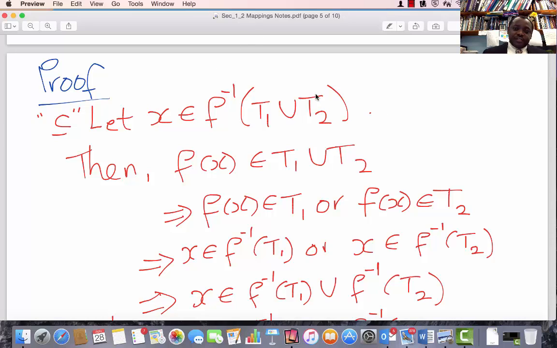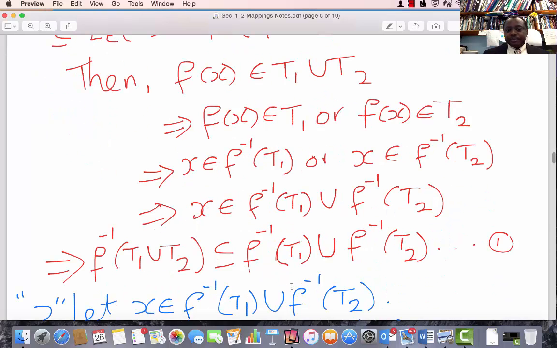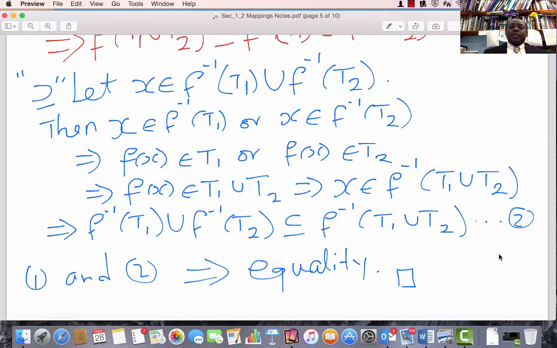We started off with the left-hand side and see where we are in the right-hand side. What does that mean? This means that the left-hand side is a subset of the right-hand side. f inverse of T1 union T2 is a subset of f inverse of T1 union f inverse of T2, and we call that 1.